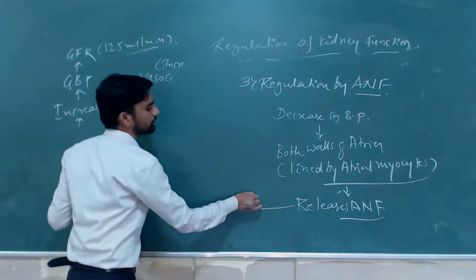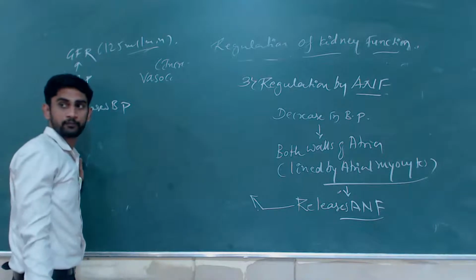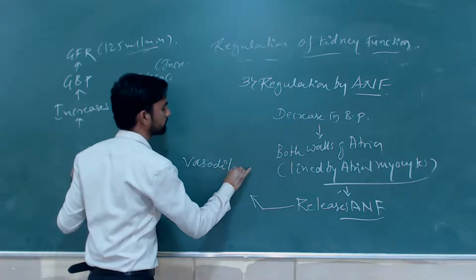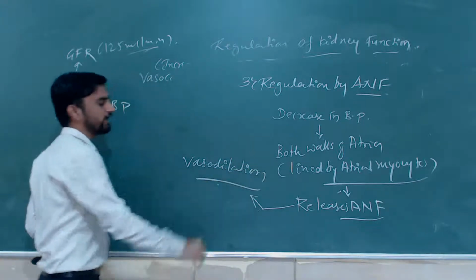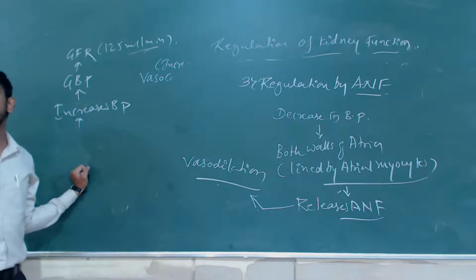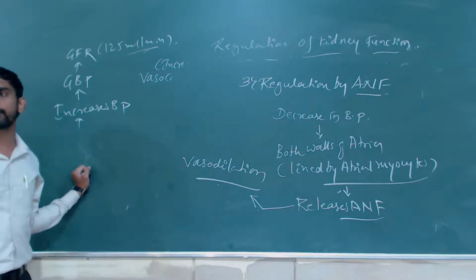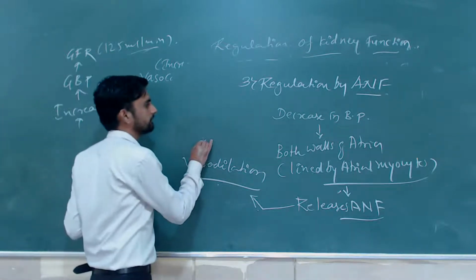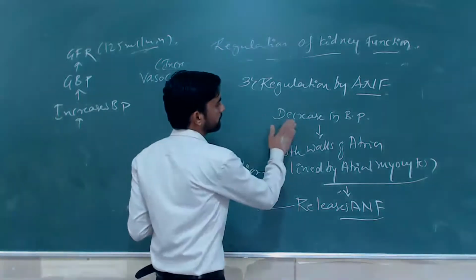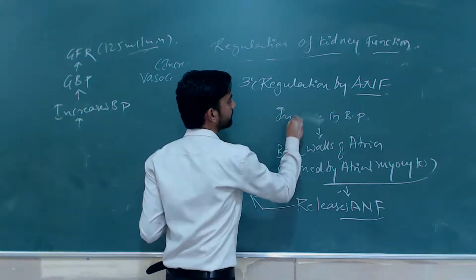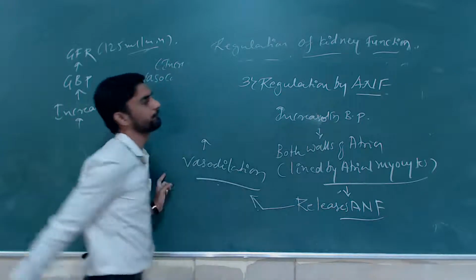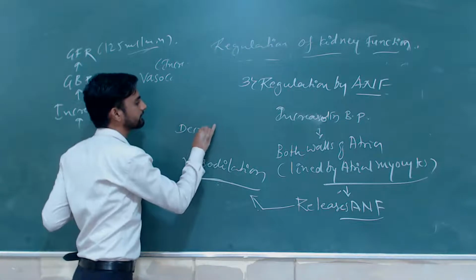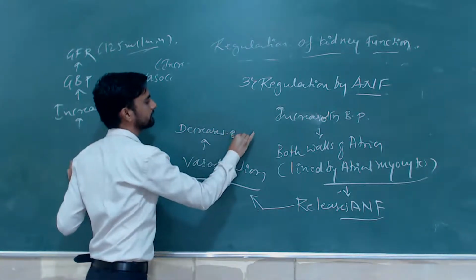What will happen next after release of ANF? This may cause vasodilation. Vasodilation means broadening of the blood vessel from narrow to broad. So if broadening of the blood vessel takes place, what will happen? It decreases BP. If we are suffering from increased BP, how to decrease BP? By vasodilation, it decreases BP.